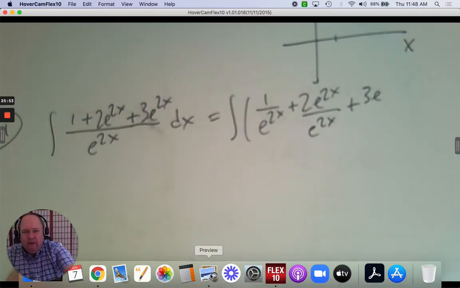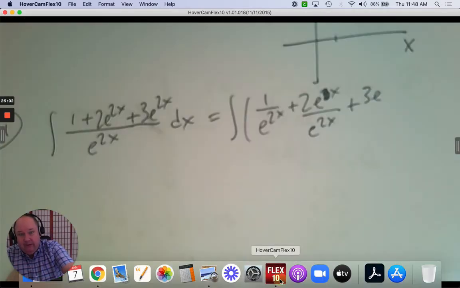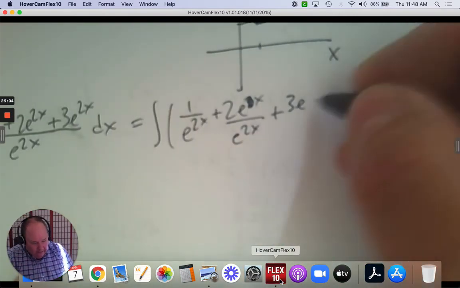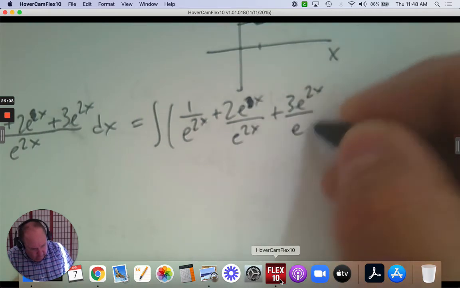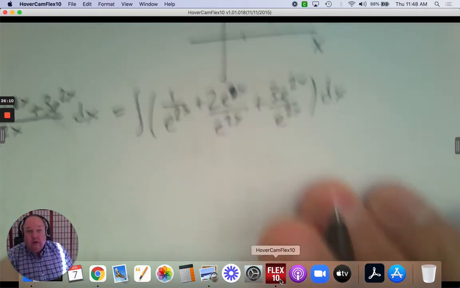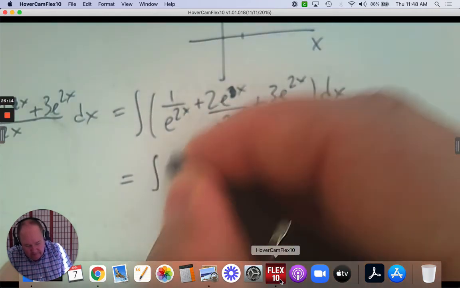Did I write down one of these wrong? E to the x. There it is. And this one's to the 2x. Had a feeling. So that's just x, but this one's 2x. All right. So can you write it as 3 of them? And then, once you separated it, then you can simplify it.